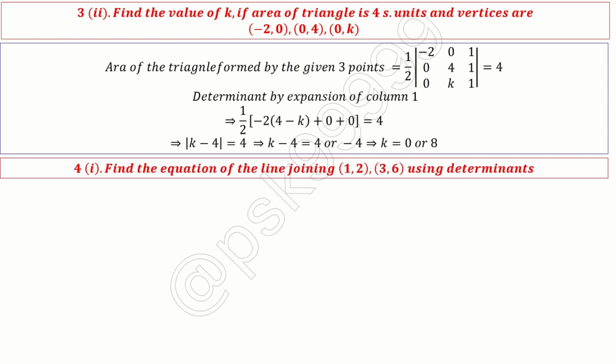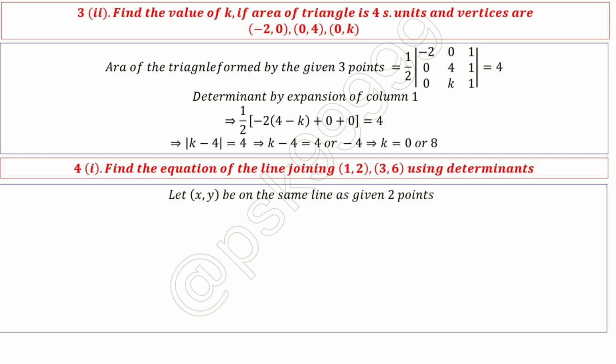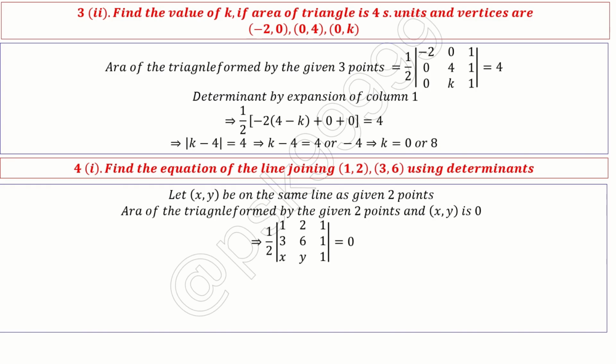Okay, next. Find the equation of the line joining (1, 2) and (3, 6) using determinants. We know already, if you assume that (x, y) is on the same line, then you take the determinant of these 3 points, which should be equal to 0 because they are collinear, right? So (x, y) is another point on the line. The area of the triangle formed by these is 0, which means half of the determinant is 0. The determinant is formed by the rows (1, 2, 1), (3, 6, 1), (x, y, 1). Column 3 is always 1, 1, 1.